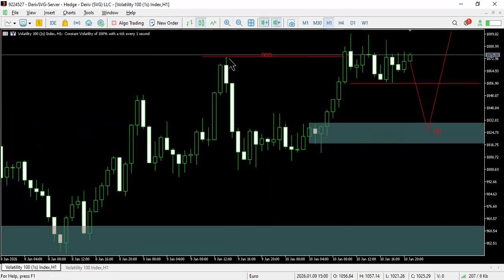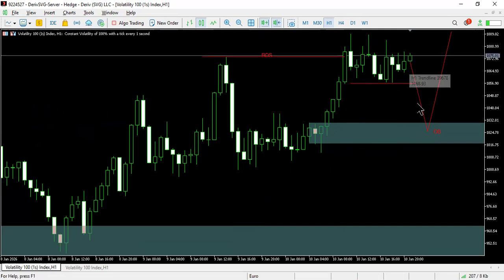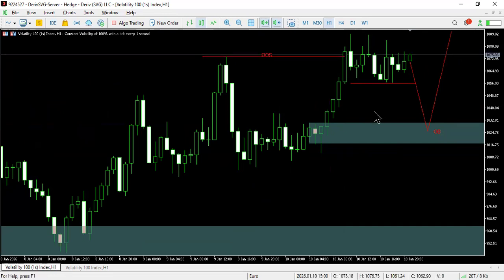As all my confluences are intact. First of all, we have a break of structure, and then we have an unmitigated order block. We have liquidity that is forming here. These equal lows that are forming here, I'm seeing that as liquidity for price to clear, to come and tap us into here, and then we can push to the upside.